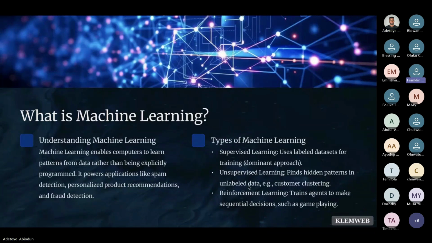So that is all about machine learning. And we have the types: supervised machine learning, unsupervised machine learning, and reinforcement learning. All of these things we'll be practicing, so that you know what supervised learning, unsupervised learning, and reinforcement learning mean.